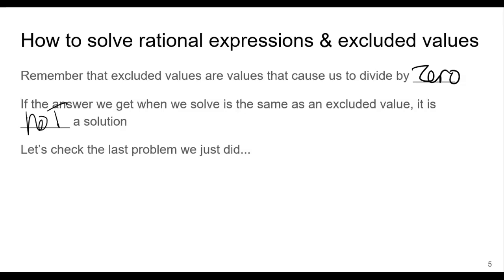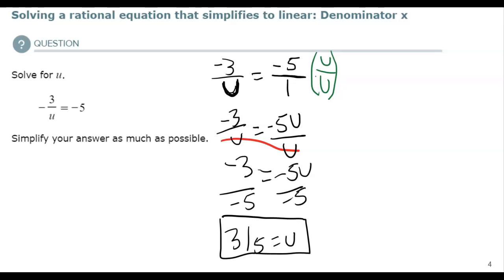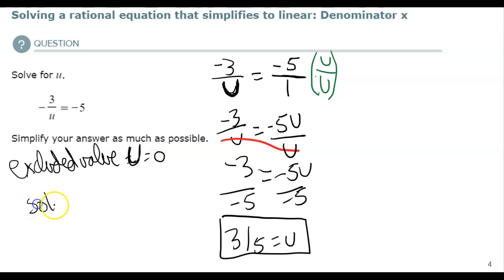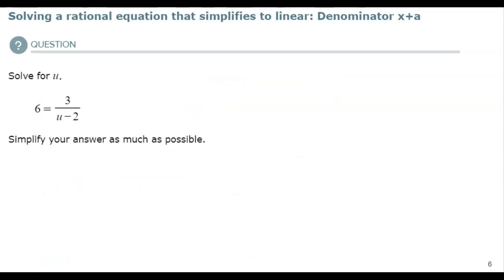So if you want to write this in your notes somewhere, we can write: excluded value was u equals 0, the solution was u equals 3/5. u can equal 3/5 because it won't cause us to divide by 0. Okay, this is another example where the denominators are not the same, so I can think of that as over 1.